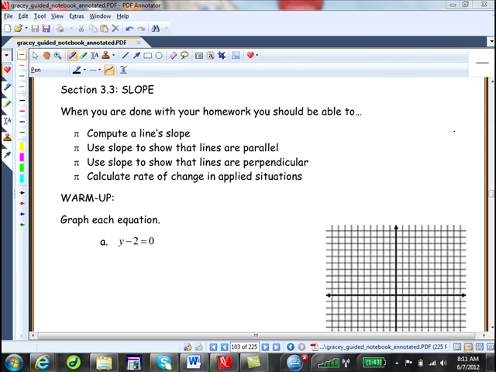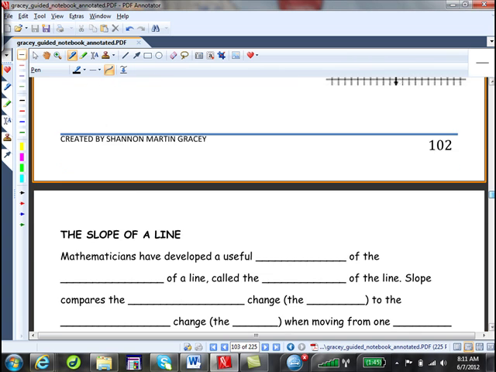We're using Robert Blitzer's combo text, Introductory and Intermediate Algebra for College Students. And here we go. We're now going to learn about slope. When we're done with our homework, we should be able to compute a line's slope and use slope to show that lines are parallel or perpendicular or neither, and then calculate rate of change in applied situations. So let's go ahead and warm up.